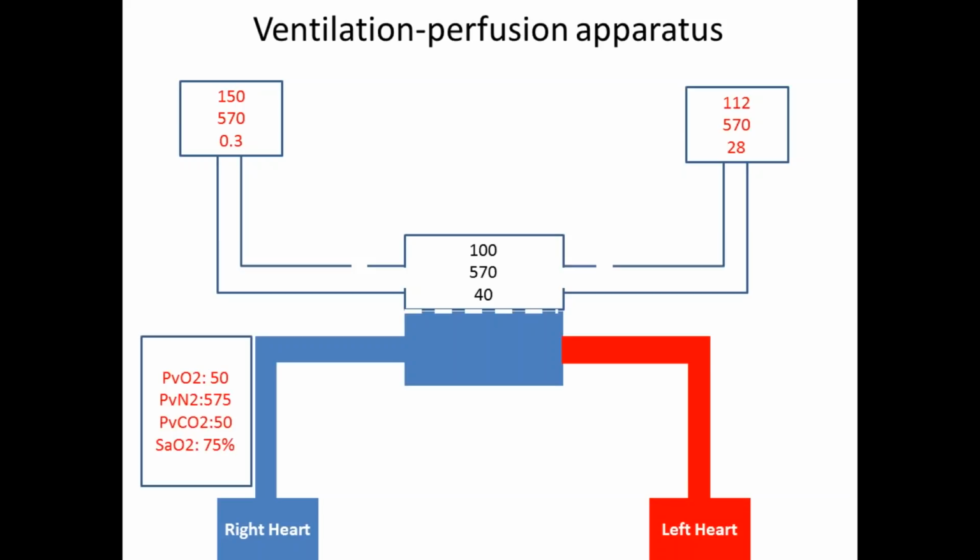And the aim of that is to improve the venous partial pressure of oxygen from 50 and saturation of about 75 to be about 97 partial pressure of oxygen and saturation close to 100%. So that's a normal subject.